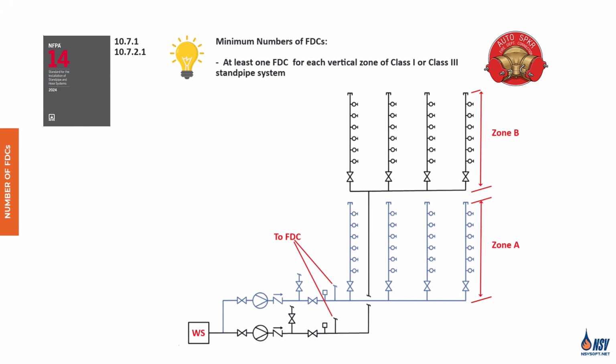Some standpipe systems are divided into different vertical zones in order to control the pressure. For these standpipe systems that have multiple vertical zones, NFPA 14 requires a separate fire department connection for each zone. However, there's an exception. If a zone is located so high above street level that it's beyond the fire department's practical pumping capability, then an FDC for that zone is not required.